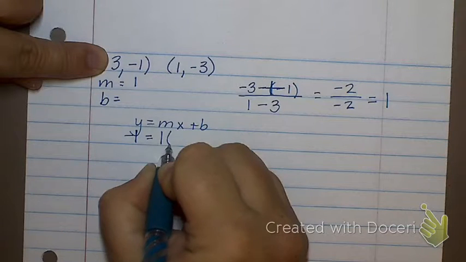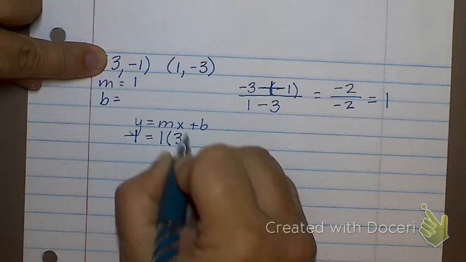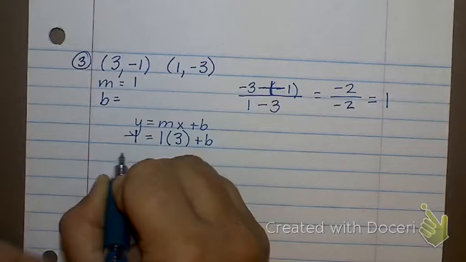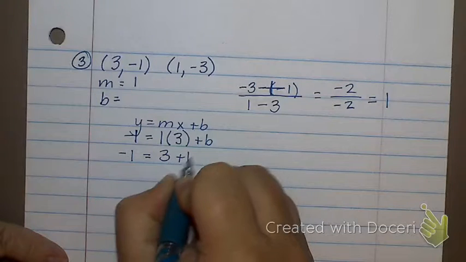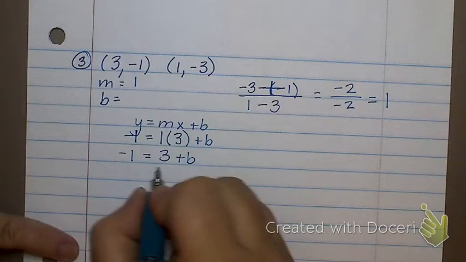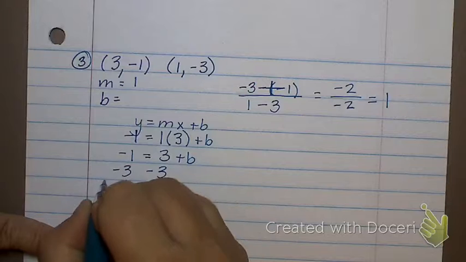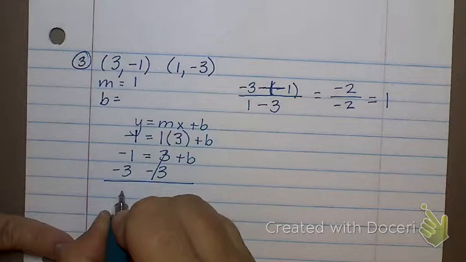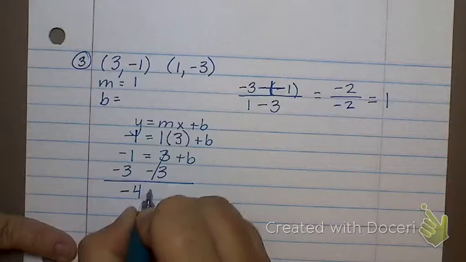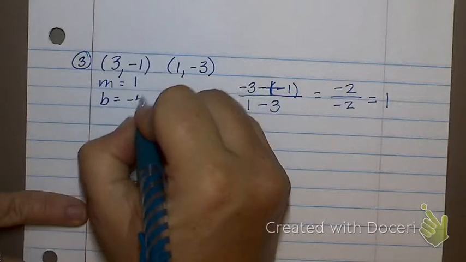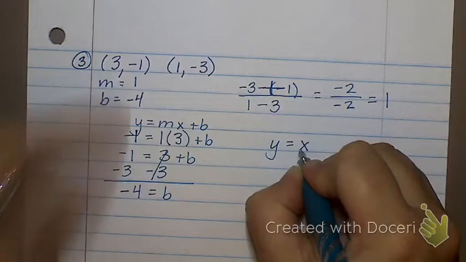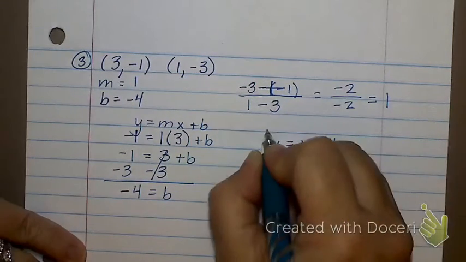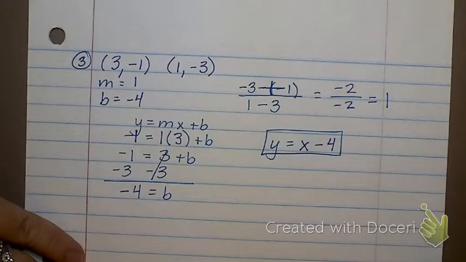1. What do I plug in for x? Plus b. So negative 1 equals, what's 1 times 3? And then what do I do to find b? Okay, negative 1 minus 3 is? Equals b. So what is my final equation? Y equals 1x, which we would just write x, minus 4. Terribly difficult? Okay.